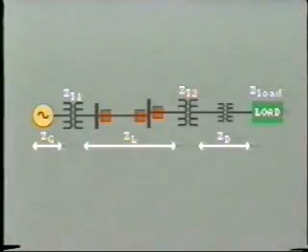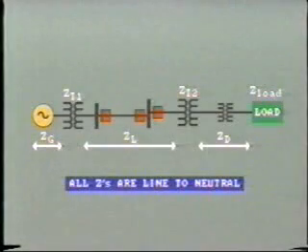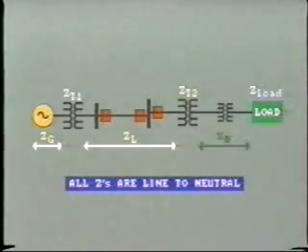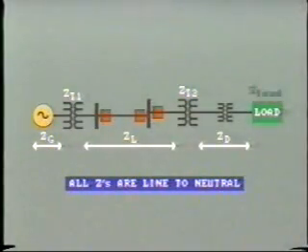Let's take our study a step further now and consider the magnitude and phase angle of the various impedances. Here is another single-line diagram, but this time of a more complicated system. The impedances line to neutral are represented here. The generator, the step-up transformer, the transmission line, the step-down power transformer, and here the total distribution circuit, including the distribution transformer, and eventually the impedance of the load.